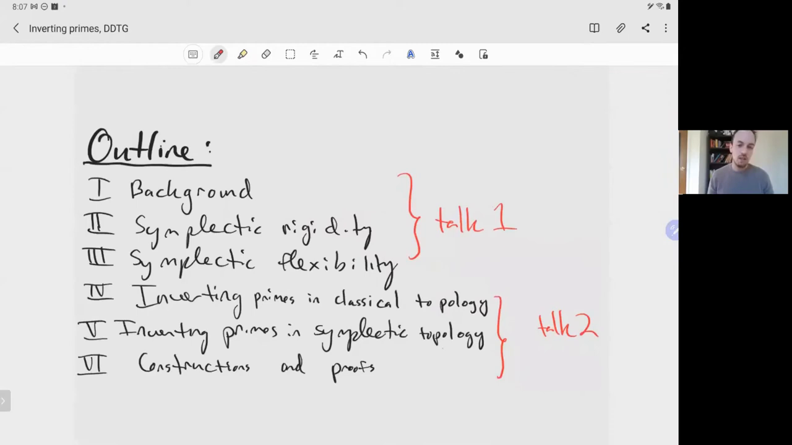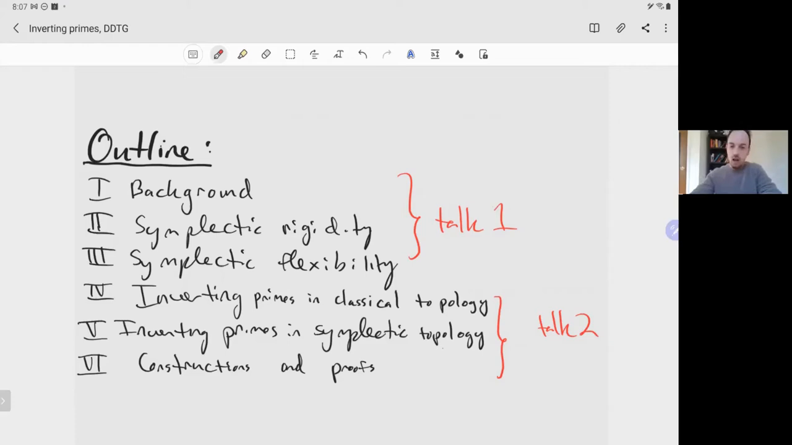And then I'll talk about inverting primes in classical topology, inverting primes in symplectic topology, and the constructions of the proof as a way to understand this dichotomy between flexibility and rigidity. And that will be talk two.